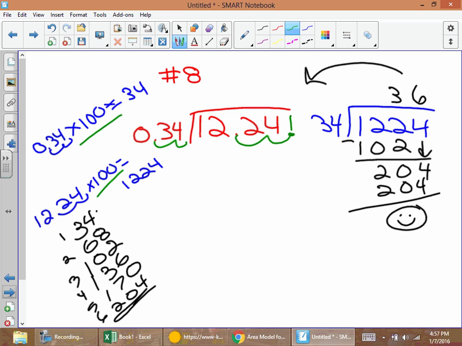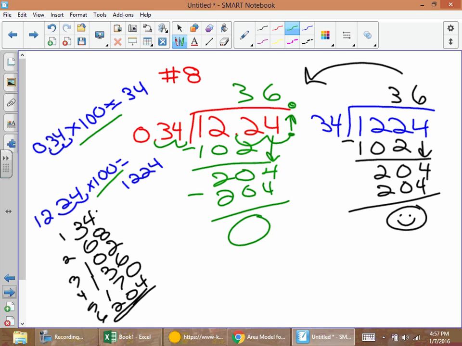All right. Now I'm going to move that up, just put it up there. And then the same old problem, 34 goes into 122 3 times. We get 102. Subtract them, we get 20. That's smaller, yes. We bring it down, 204, 204. 34 goes into there 6 times. 6 times 34 is 204. And that is our answer.